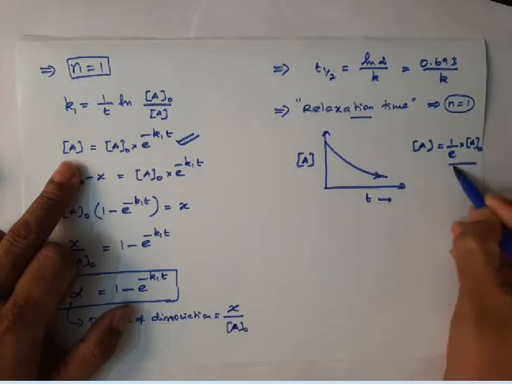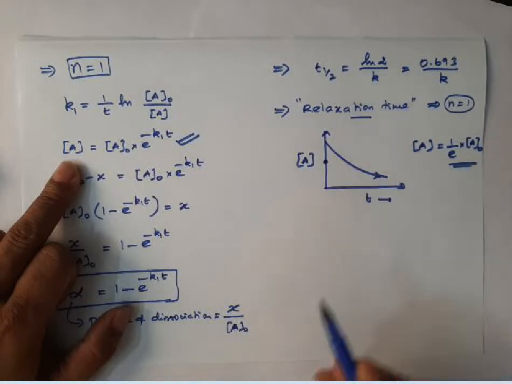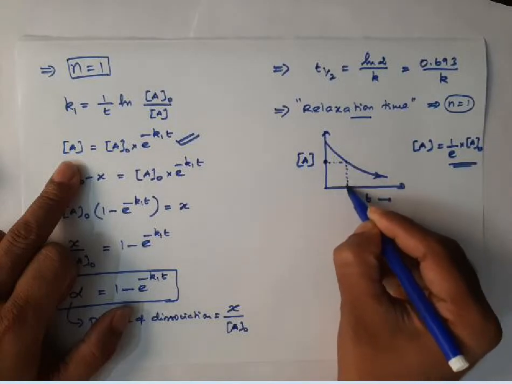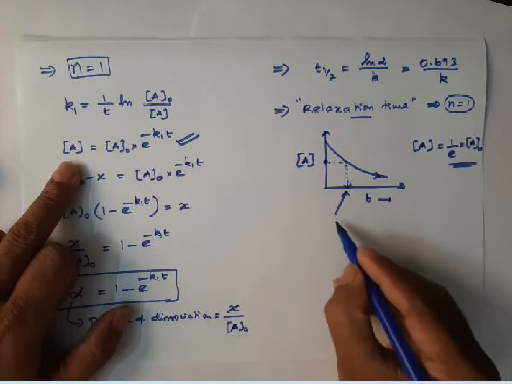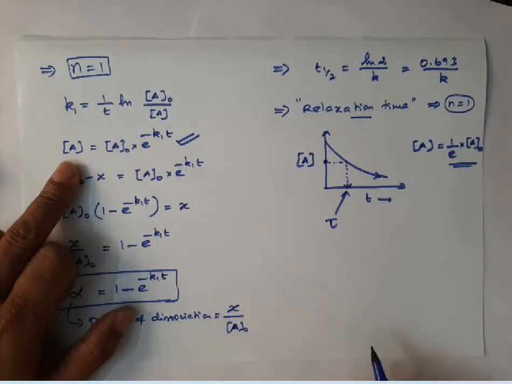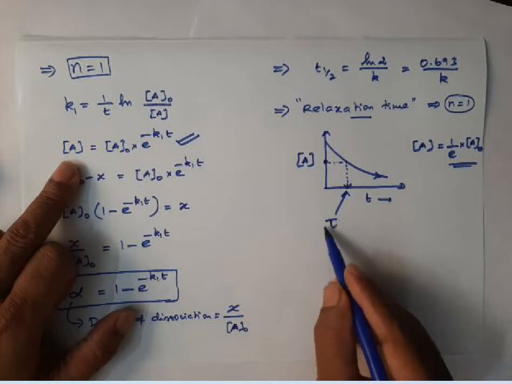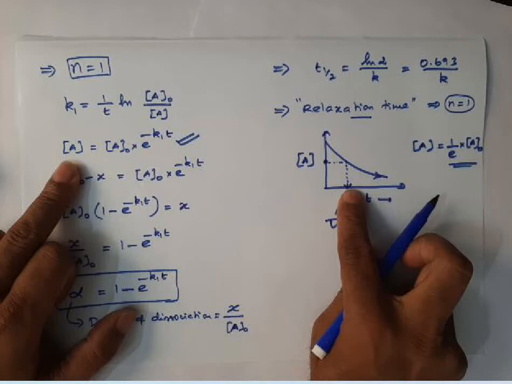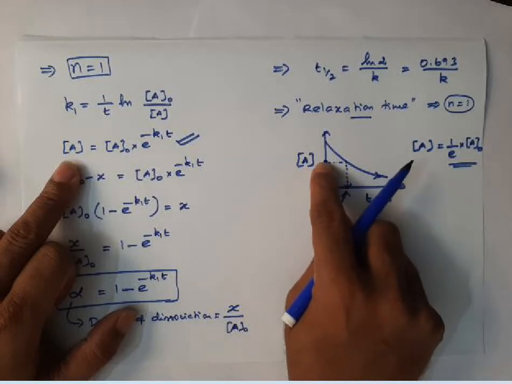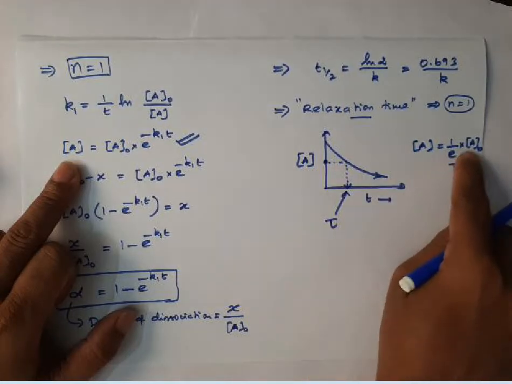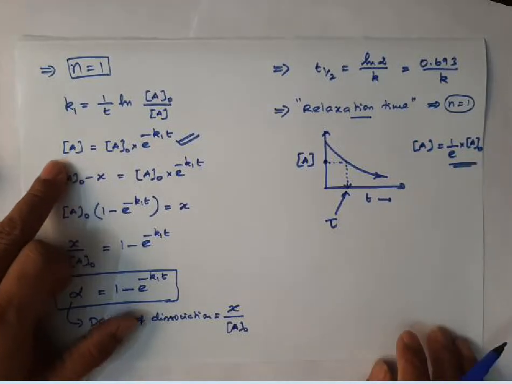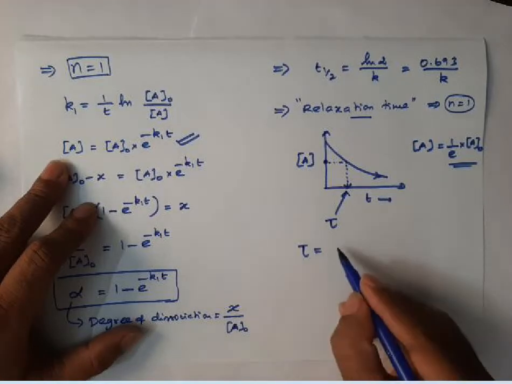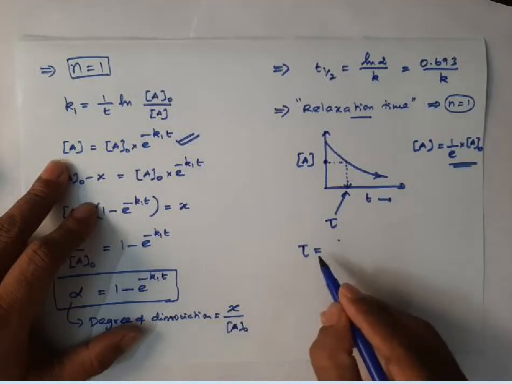So you will get this value somewhere. Say here this is the value, and you find out what is the time at this concentration. That time is what we call relaxation time tau. Relaxation time is represented by the symbol tau. So relaxation time is nothing but the time at which the concentration of the reactant becomes equal to 1 by e times A naught.